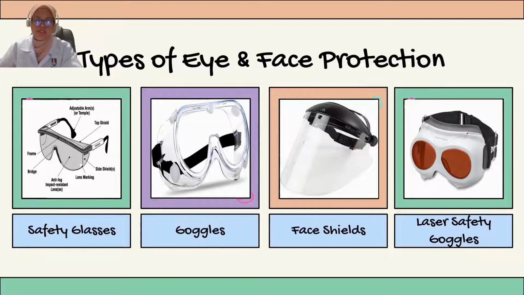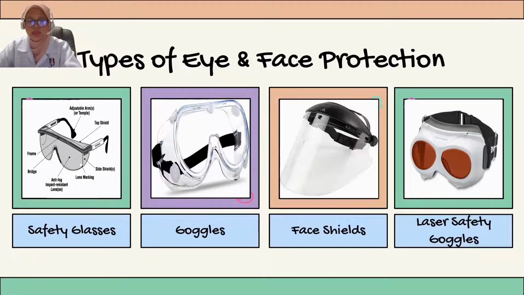And now we have the types of eye and face protection. So the first one is safety glasses. It is used to protect against moderate impacts from particles, and next is goggles, which are used to protect the eyes and the facial area immediately surrounding the eye from impact, dust or splash.